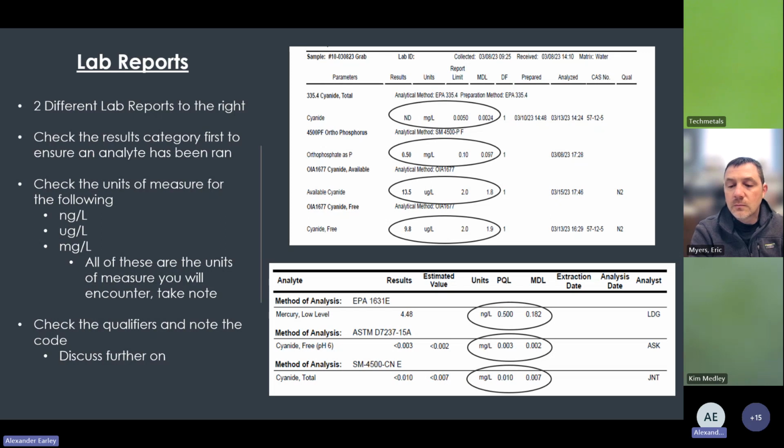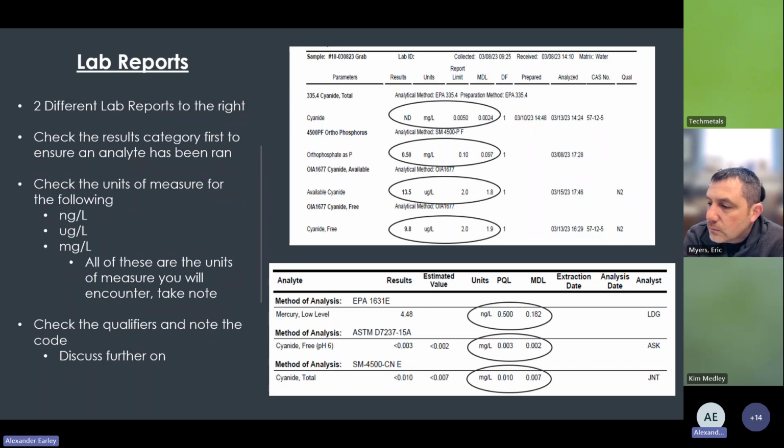As you look down there on available cyanide, you notice that there is UG, which stands for micrograms per liter. This is where we see a lot of mistakes, where you may just go down the column, read your result, and not be aware that there actually is a different unit of measure there. Some people will report that as 13.5, and they'll report the MDL as 1.8.